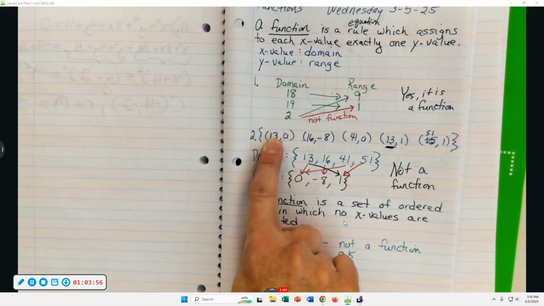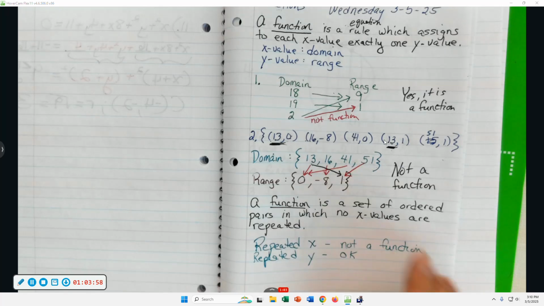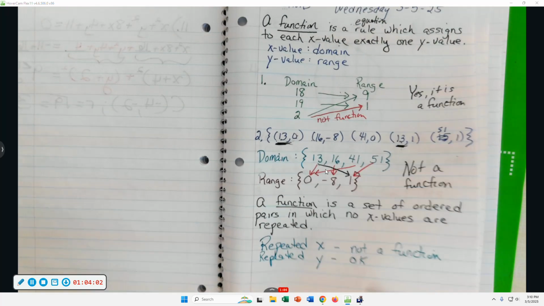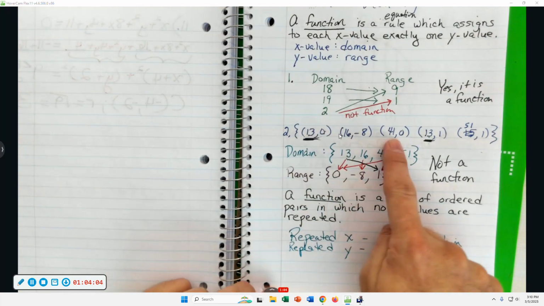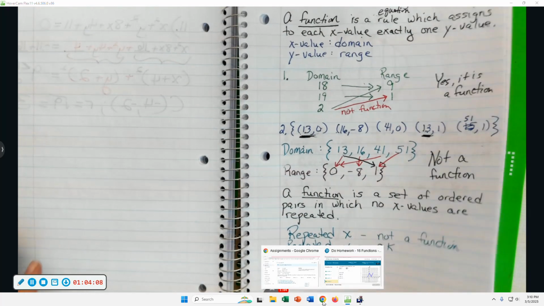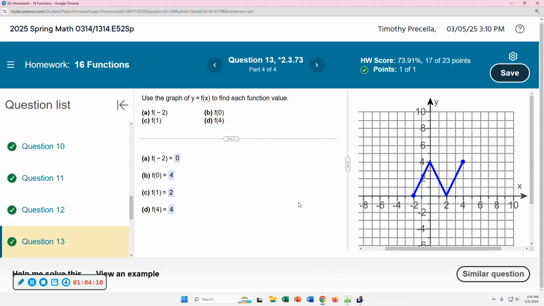Now look in here. What we're about to start doing is how to find the domain. It's easy to find it when it's just written as ordered pairs. It's pretty easy to do it looking at a graph. Suppose it's an equation. How do you find the domain?